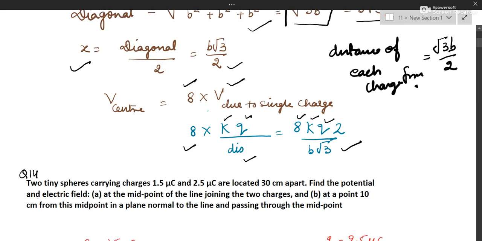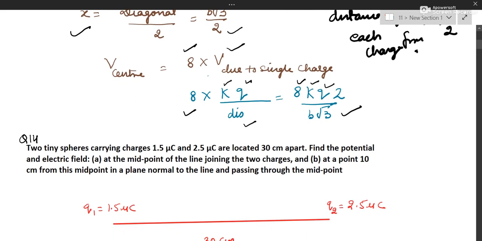Now finding the electric field at the center, which is the second part of the question. The electric field will be 0 because the electric field produced by the opposite charges will cancel. They'll be equal and opposite and they'll be cancelled. You can just write it like this.